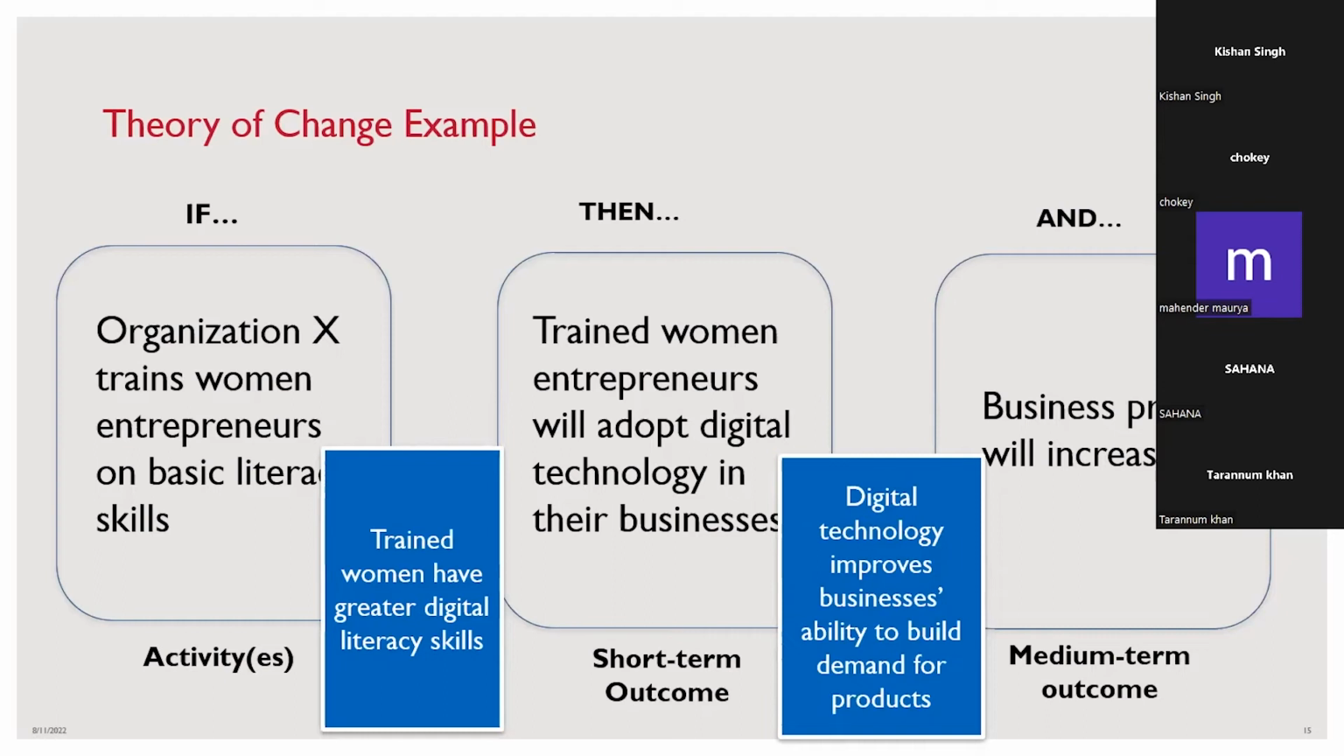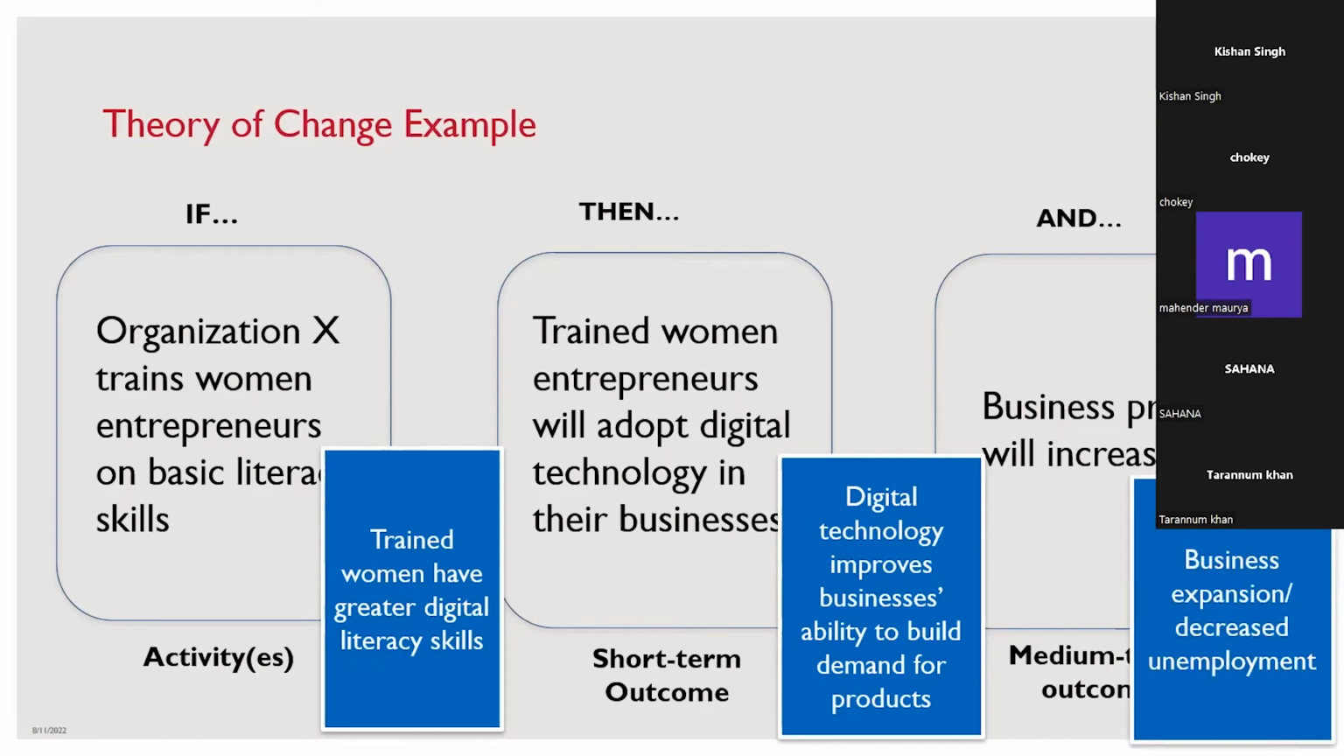We can add more clarity around how we believe that adoption of digital technology will lead to greater business profits. In this case, we're making it explicit that digital technology will help aid our business owners in building demand for products. And then even after the medium-term outcome of business profits, it might follow that if businesses' profits increase, that might lead to business expansion and decreased unemployment in the areas in which we work. So again, the key thing here is we need to be specific and detailed in the way we flesh out our theory of change.